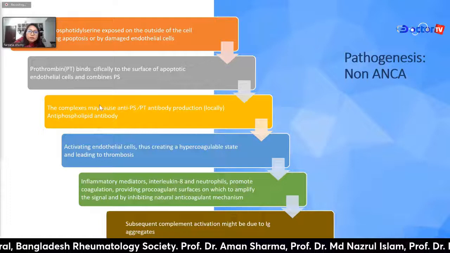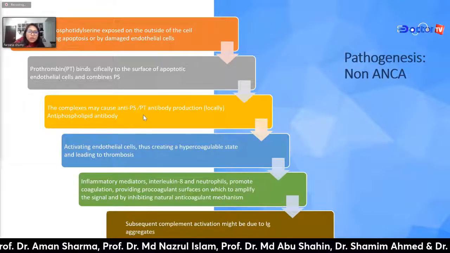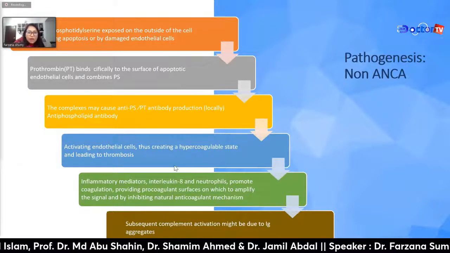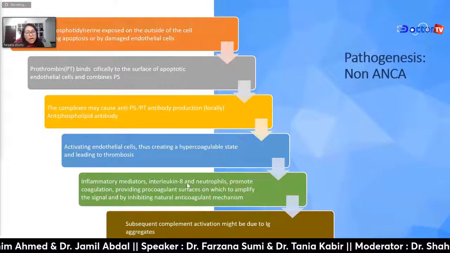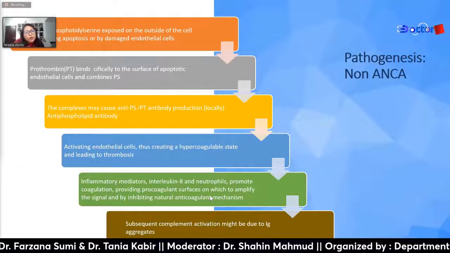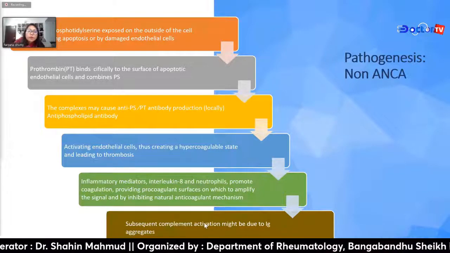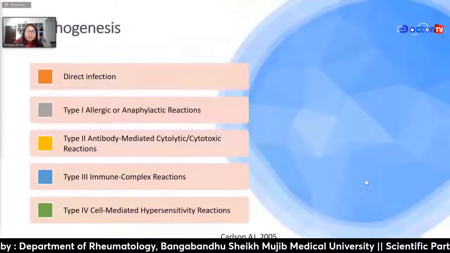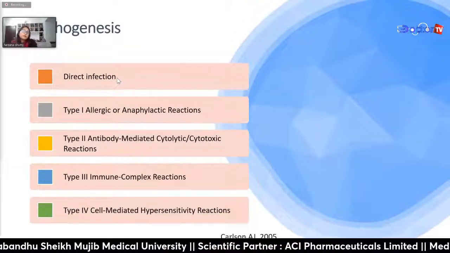After that, this complex causes anti-phosphatidylserine prothrombin antibody. Eventually, it activates the endothelial cell, produces a hypercoagulable state, and leads to thrombosis. It also releases some inflammatory mediators like interleukin-8, and neutrophils promote coagulation and provide a procoagulant surface, all of which amplify the signal and inhibit the natural anticoagulant mechanism. Subsequent complement activation might be due to hemoglobin aggregates. In some literature, it has been described that it could be due to infection, especially described in rickettsial infection.